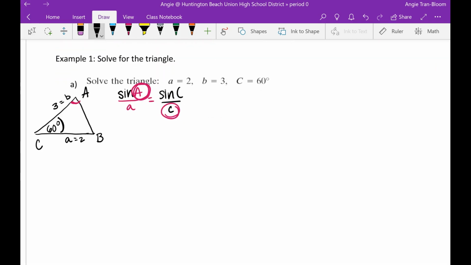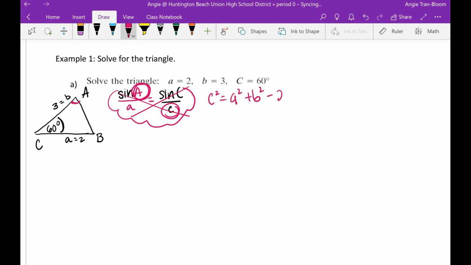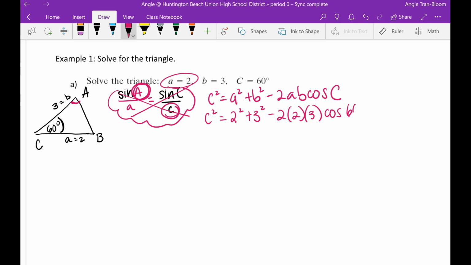So as you can see, the law of sines cannot be used here. Sad, right? So what you need to do is use the law of cosines. You're missing leg C, so let's use that formula. C squared equals A squared plus B squared minus 2AB cosine of angle C. Well, C squared is unknown. A squared is 2, so that's going to be 2 squared plus B is 3 squared minus 2 times 2 times 3 cosine of C. Angle C is 60 degrees.